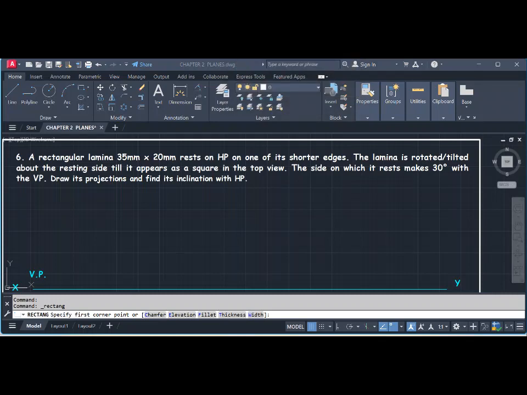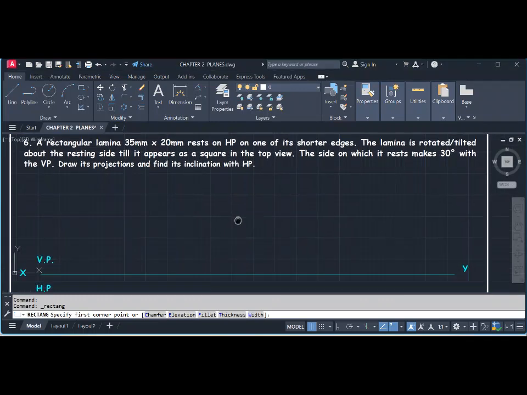This is the sixth question in projections of planes. A rectangular lamina 35 mm by 20 mm rests on HP on one of its shorter edges, or we can call it shorter sides. The lamina is rotated or tilted about the resting side till it appears as a square in the top view. The side on which it rests makes 30 degrees with the vertical plane. Draw the projections and find its inclination with the vertical plane.